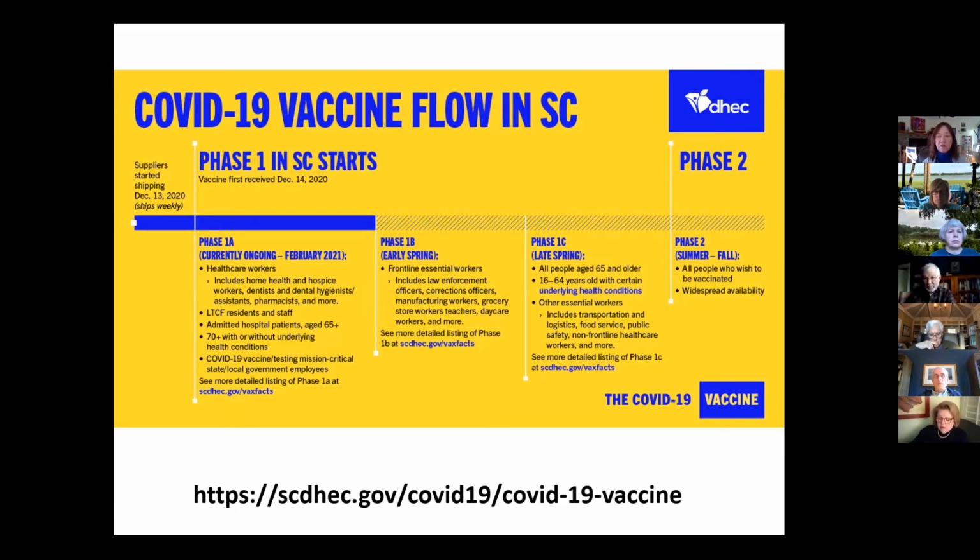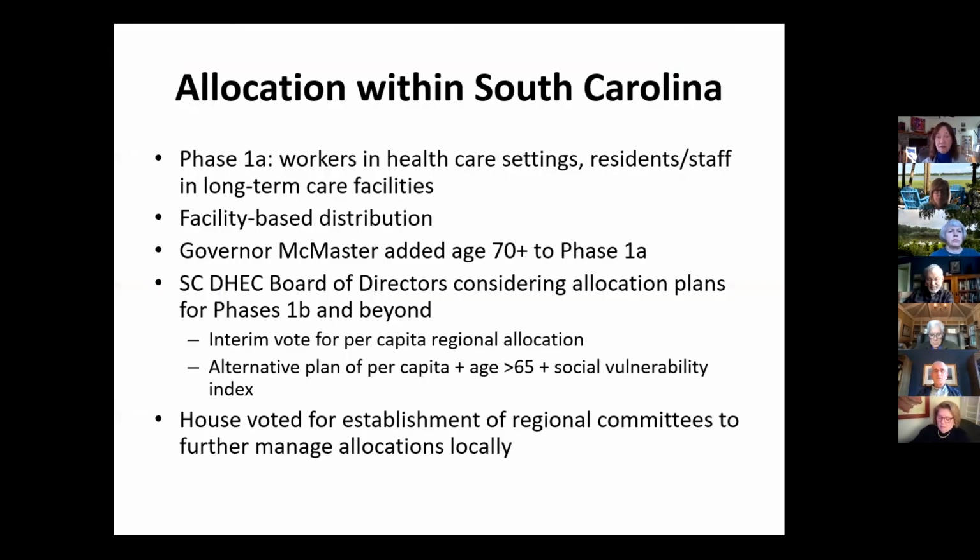As phase 1A starts to shift, we have concerns about people with underlying health conditions being potentially in line behind, for example, a healthy young 25-year-old grocery store worker who, yes, they interface with the public. They are at increased risk of contracting COVID-19 because they have that interface. On the other hand, they're really unlikely to have severe disease. So these are complicated ethical questions.